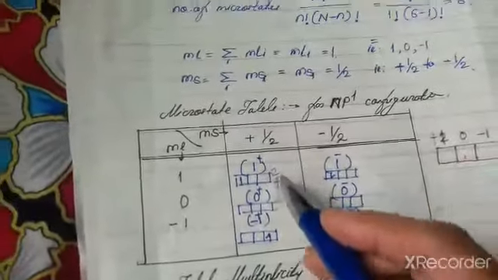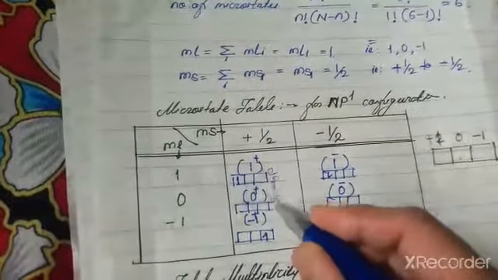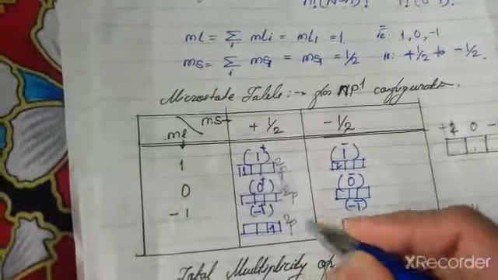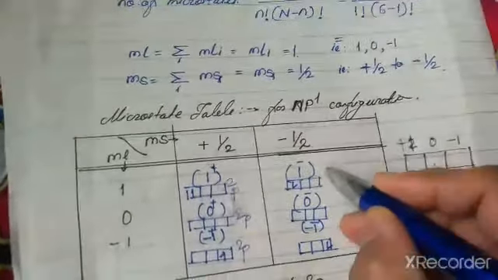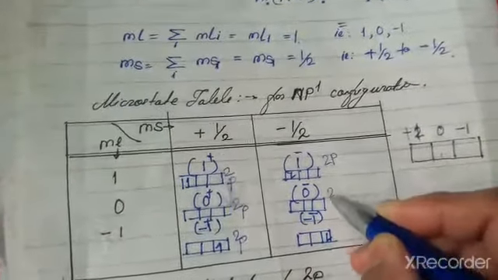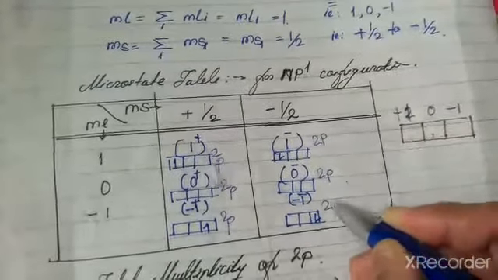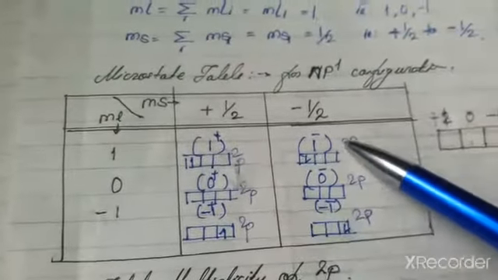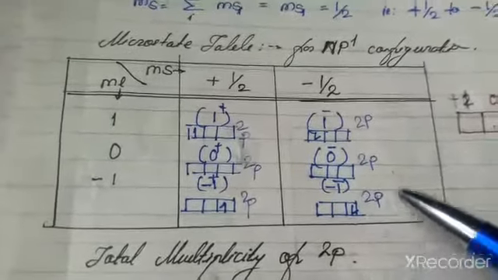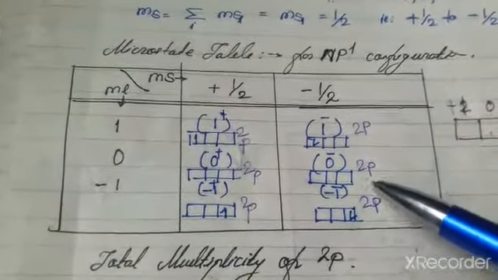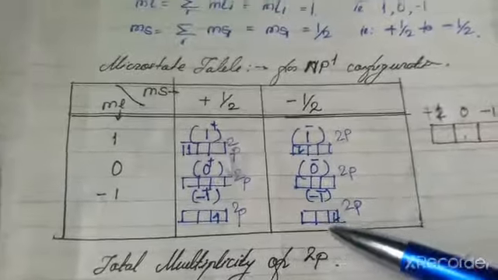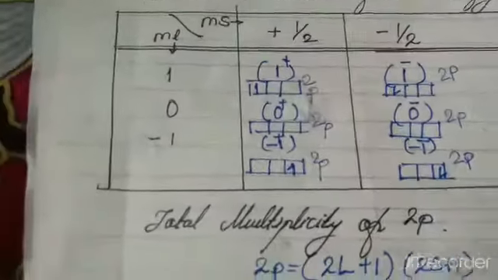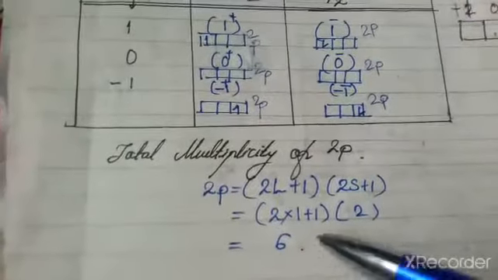So now put that value from top to bottom: doublet P for this microstate, again doublet P for this microstate, and again doublet P for this one, doublet P for this one, and doublet P for this one. Okay, then you will get 1 2 3 4 5 6 microstates, and the degeneracy or multiplicity of doublet P is 6. Now let us calculate the multiplicity by using the formula.